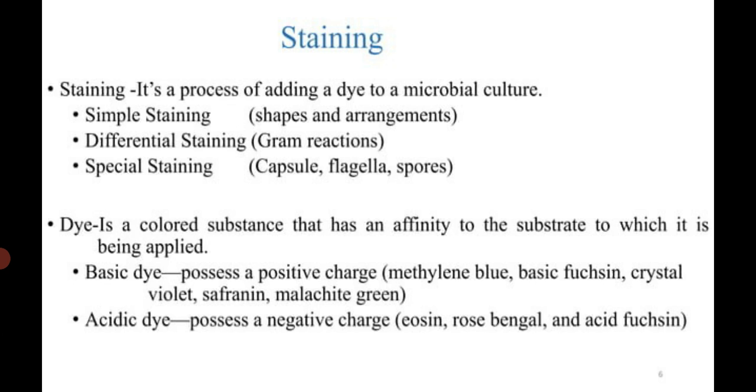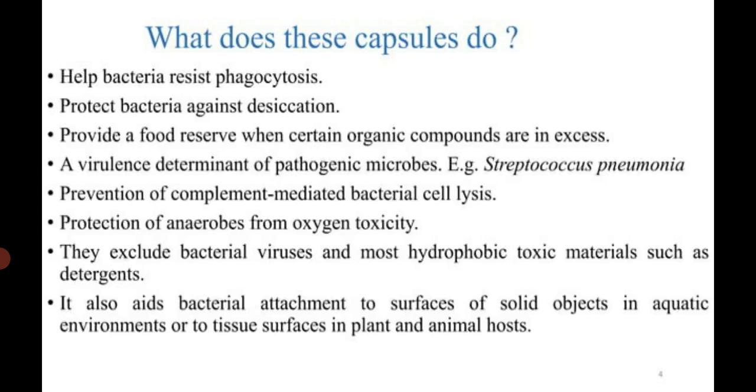Now about a dye: it is a colored substance, and this substance has an affinity to the substrate to which it is applied. Dyes are of two types, a basic dye or an acidic dye. Also another type is there, that is a neutral dye or a neutral stain. Now the basic dye possesses a positive charge on its chromophore group. Examples of it: methylene blue, basic fuchsin, crystal violet, safranin, malachite green.